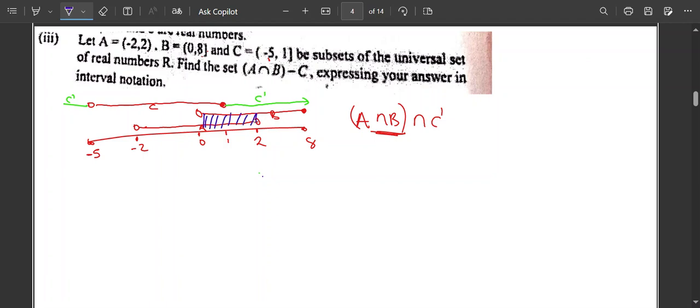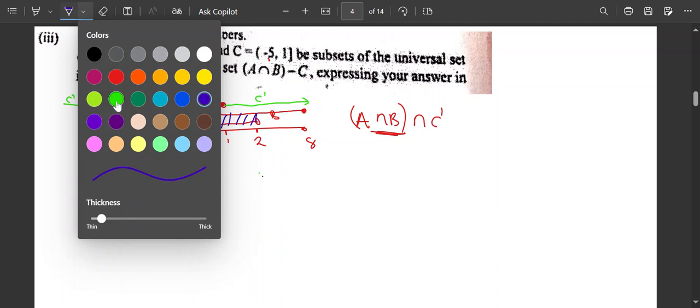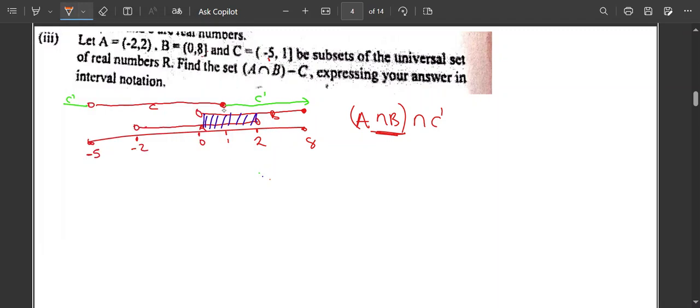Now they are saying the same A intersection B again intersects with the C complement. So the region where they will intersect is this region here. They will only intersect at this point. So it's only this. Now, how do we come up with a solution? We are saying they're intersecting at 1 and 2. So I'll write 1 and 2 there.